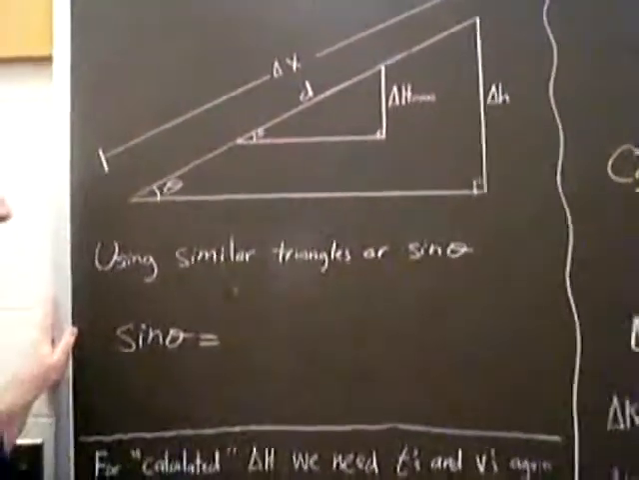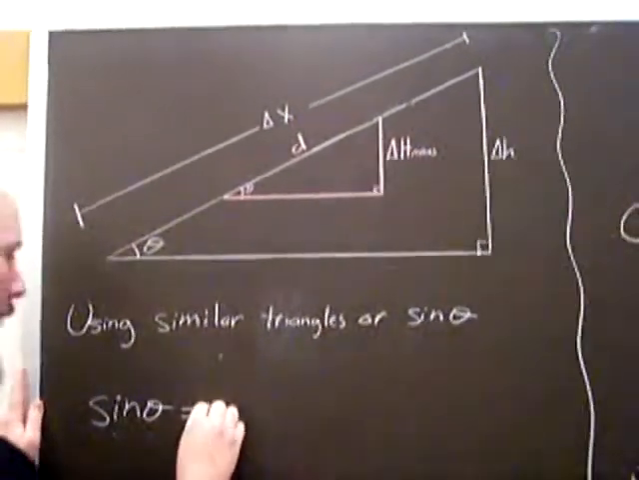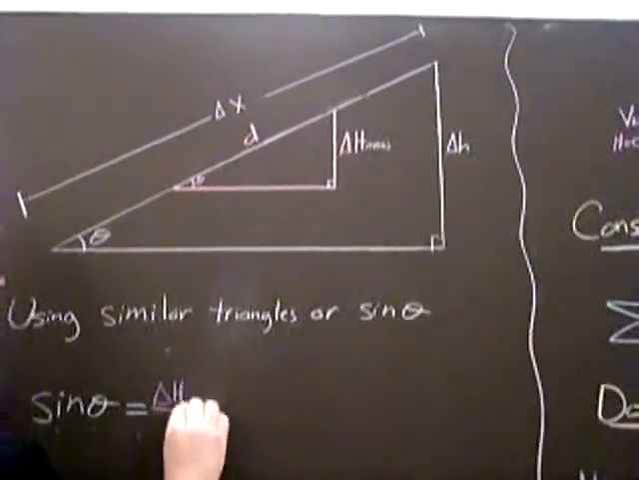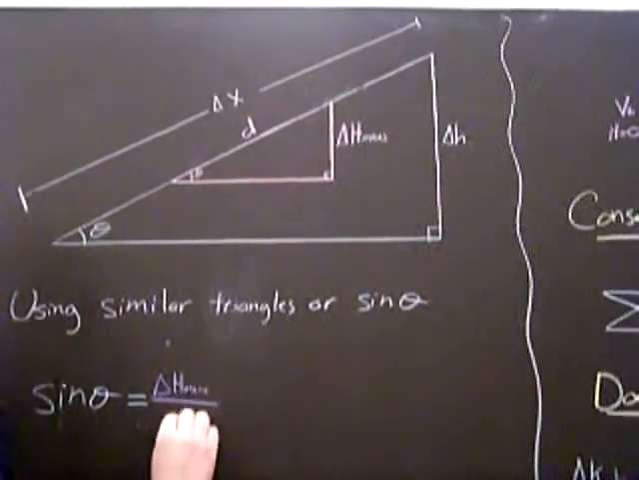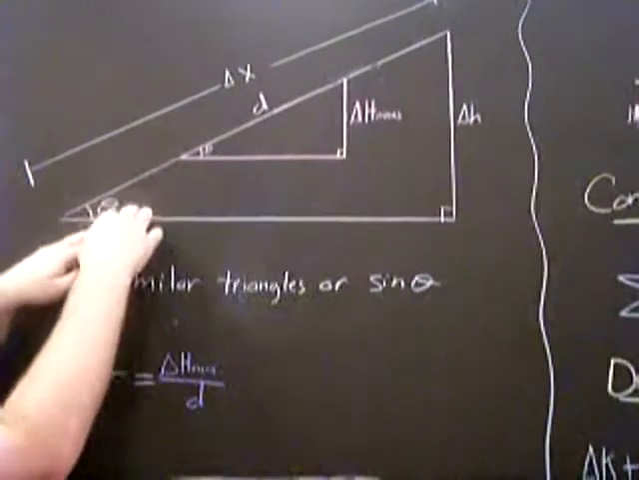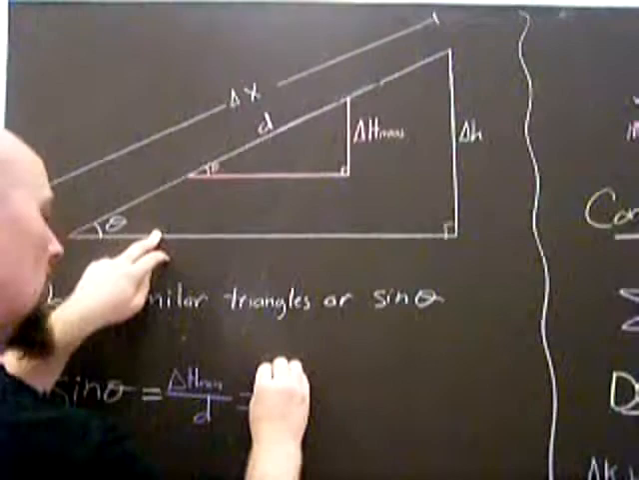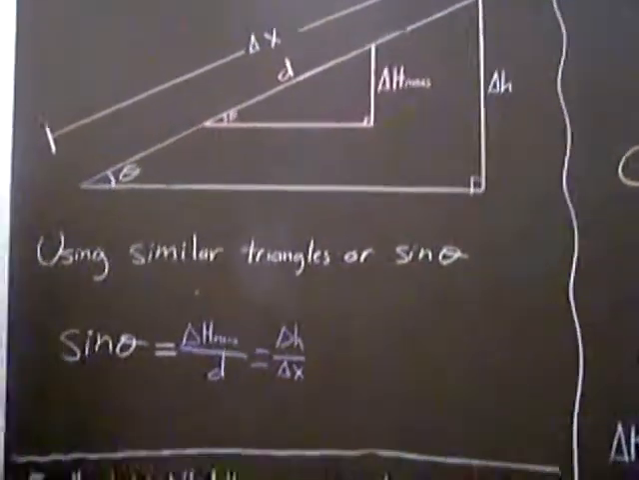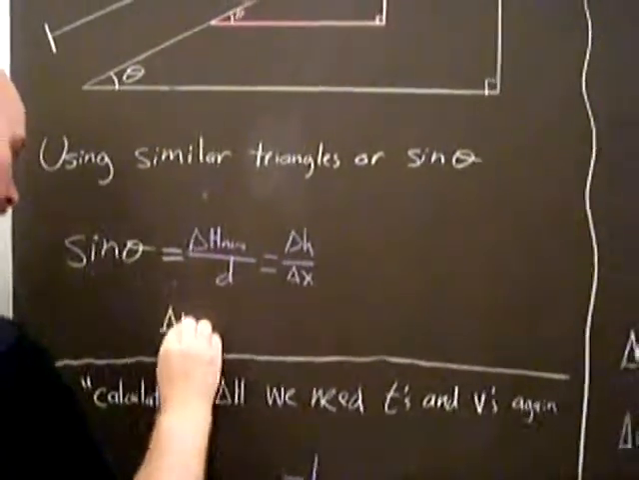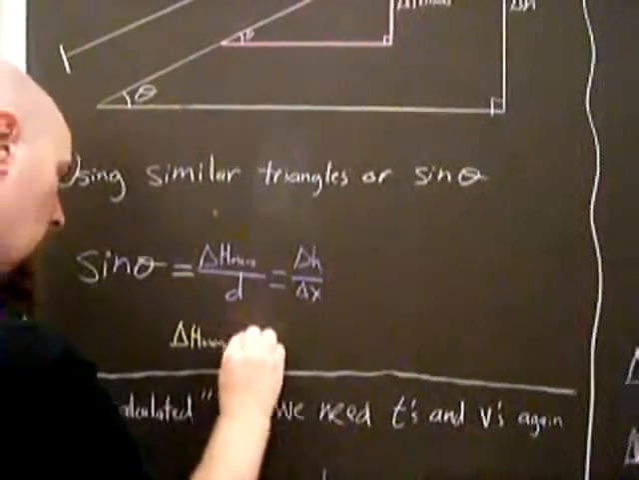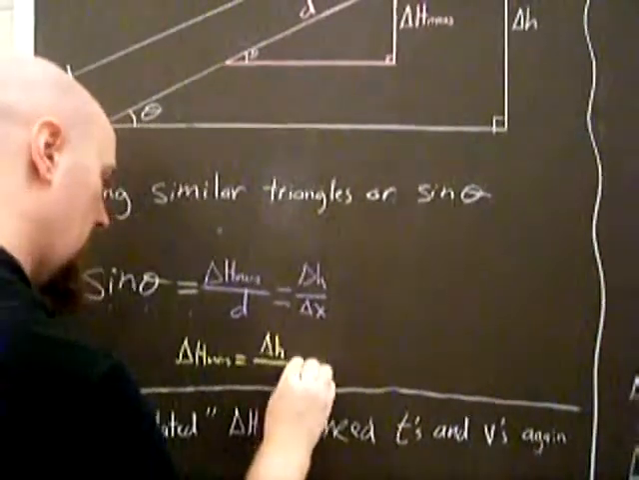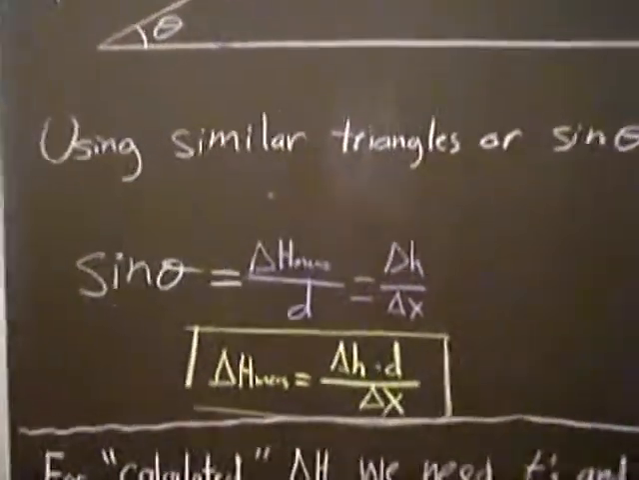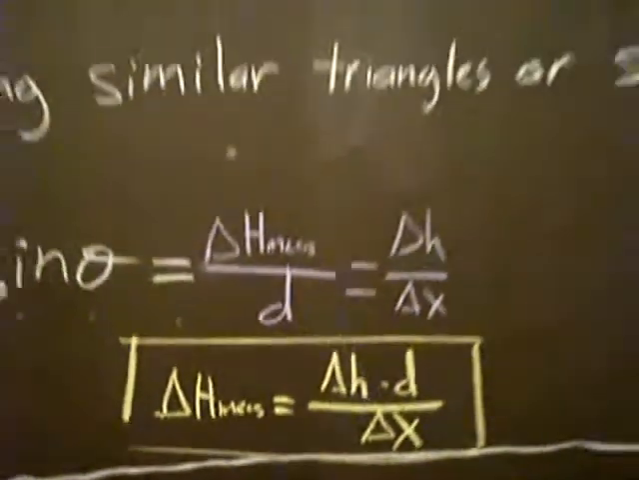So let's see here. We're going to use similar triangles, or you can just use the sine of theta, whichever way you prefer. So sine of theta equals, in the first triangle, opposite delta H measured over hypotenuse D. Well, theta is also here, so that also equals delta lowercase h over hypotenuse delta x. And then this gives us what we need. This gives us our first way to find delta H measured: it will equal delta lowercase h, which we measured, times D over delta X. There you go. That's how you find delta H measured. And notice you can also find the sine of theta.